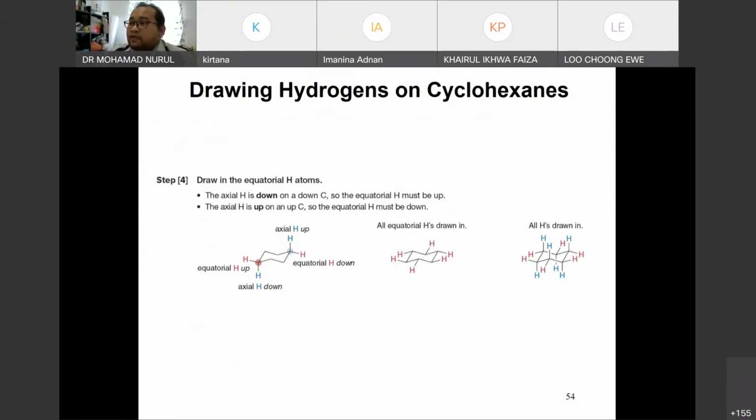Okay, so number 4, draw the equatorial protons. We have 3 equatorial up and 3 equatorial down. So we have this one. Equatorial up is this one. Equatorial down is this one. So you have to complete everything by following the equatorial and axial positions of the protons.